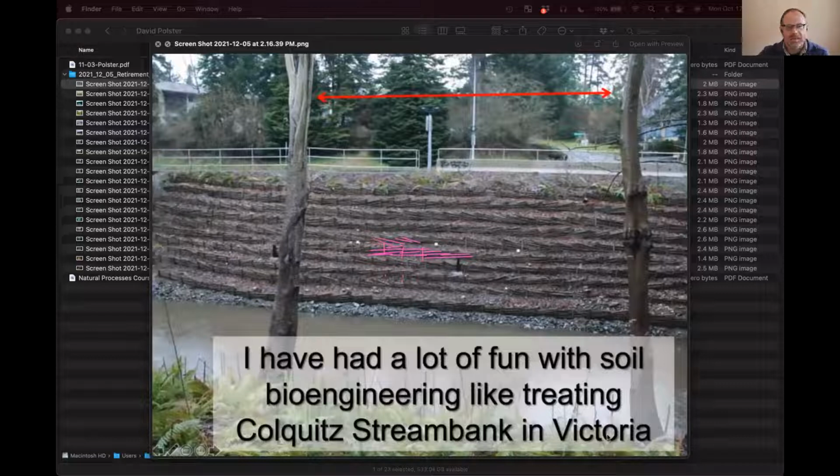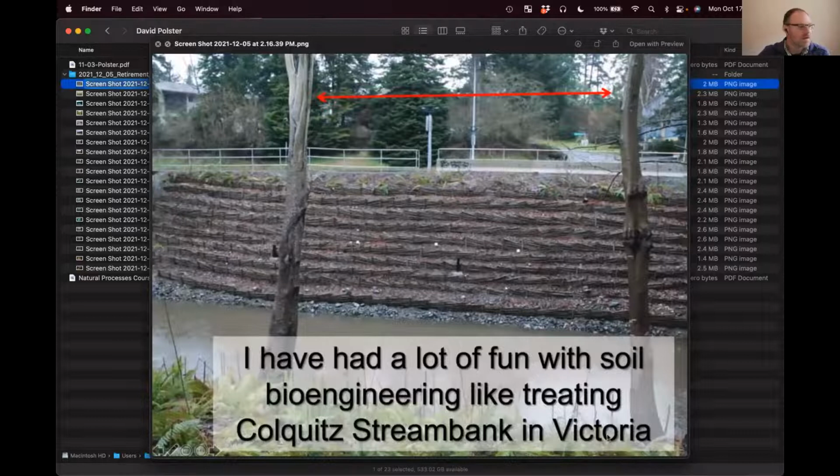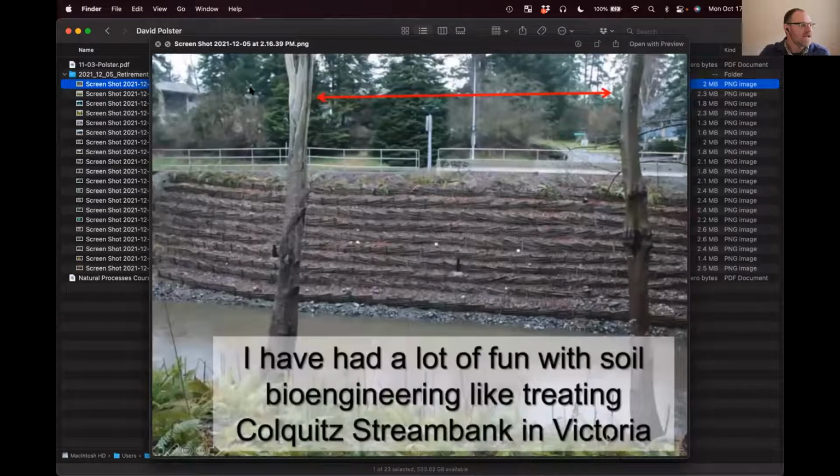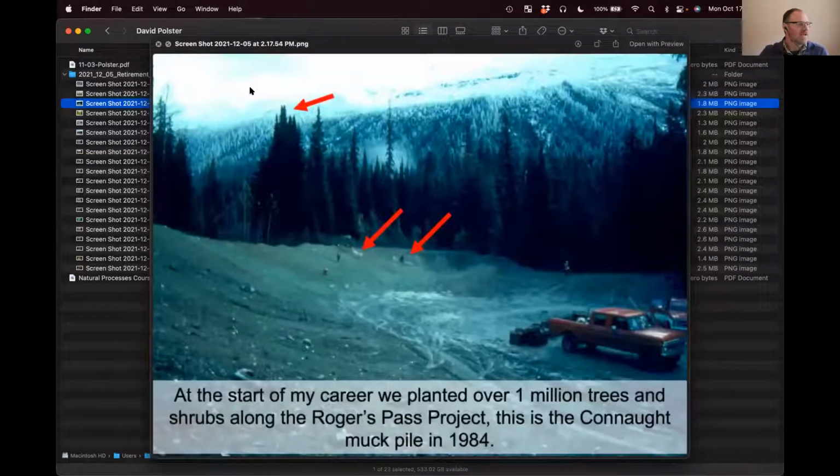Now, keep an eye on these two trees here. So in short order, what this becomes is it revegetates. It basically knits together that bank. And so you have this change between these two, where this bank becomes completely and utterly knit.